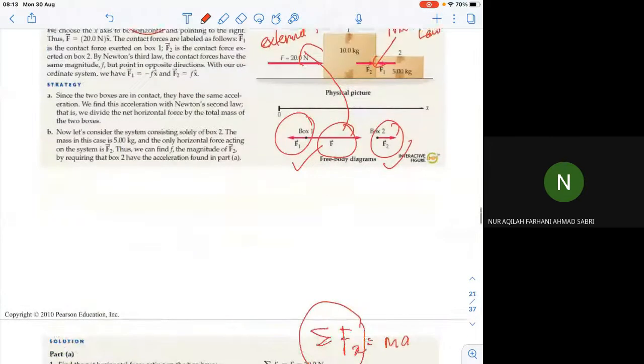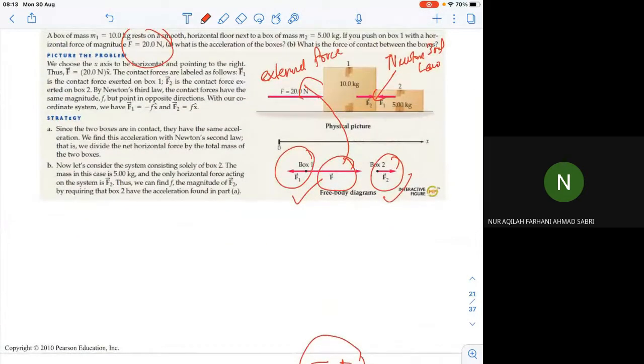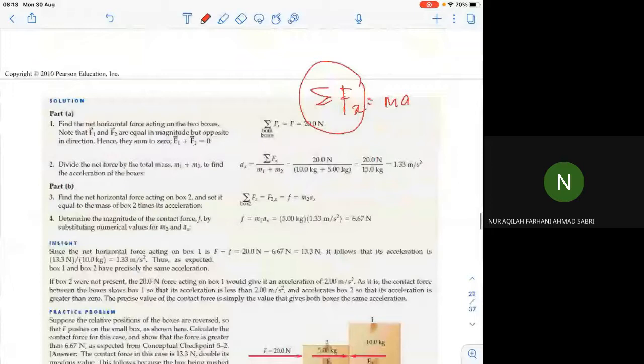So obviously, when it comes to two boxes involved in one particular situation, we need to add M1 and M2, because they moved together. This is M1 and this is M2, the mass of box number 1 and the mass of box number 2. We add them all together to get 15 kilograms.